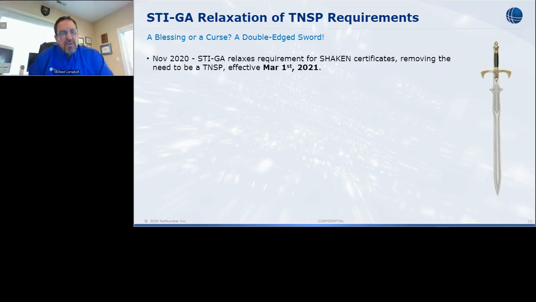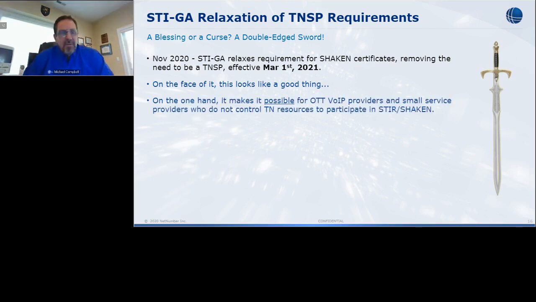STIGA, the Governance Authority for STIR/SHAKEN, relaxed that requirement effective March 1st of this year. And that allows a lot more people to participate in STIR/SHAKEN who couldn't previously do so. So this looks like a good thing. On the face of it, it makes it possible, for example, for smaller OTT VoIP providers or intermediary providers, any small service provider who doesn't control their own TN resources, to participate in STIR/SHAKEN too, which is a good thing, right? Because that means their calls can be presented with an A attestation.